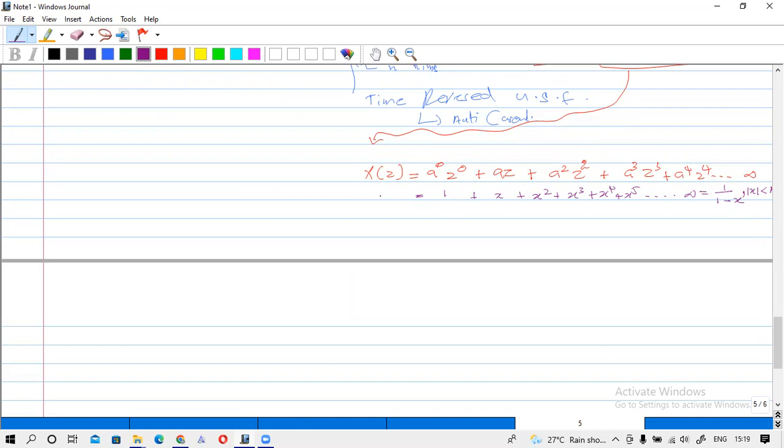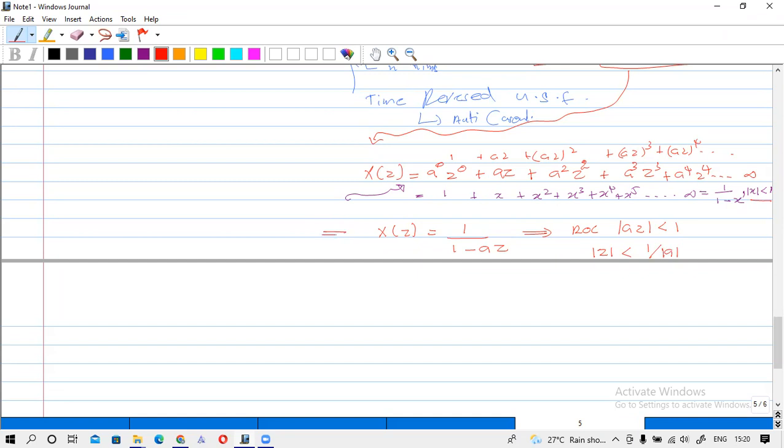So if I look at this power series, that is X(z). I can write it as 1 plus a z plus a z square plus a z cube, and so on. So I can say that it is 1 divided by 1 minus a z, so this is the z transform. Then how to find the ROC? To find the ROC we have to use this condition, that means the magnitude of a z should be less than 1. If I divide this side by magnitude a, and this side also by magnitude a, it will be magnitude of z less than 1 by magnitude a.